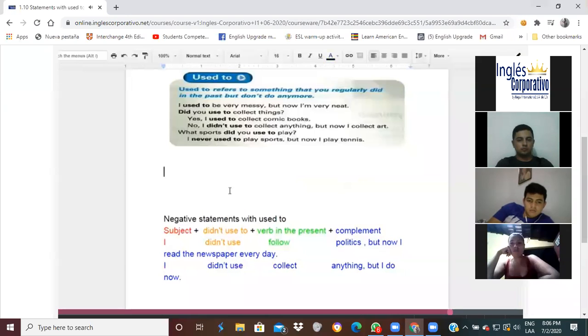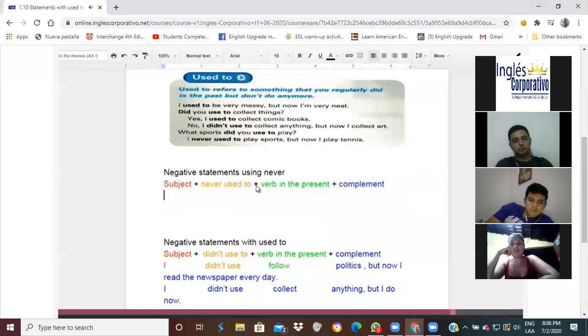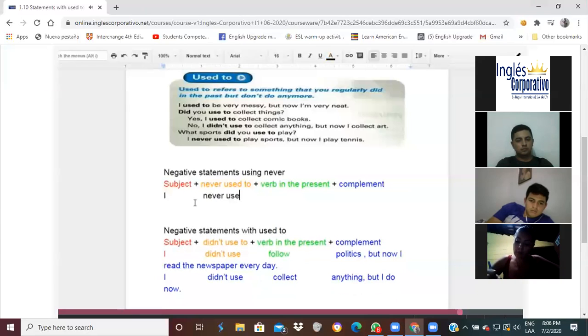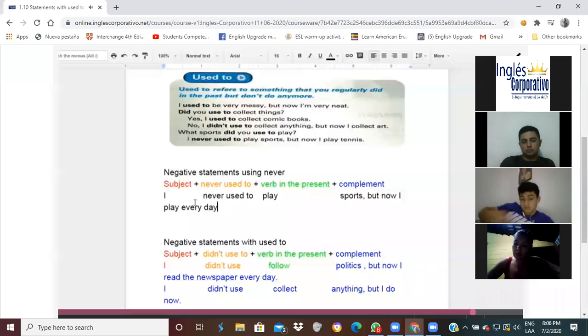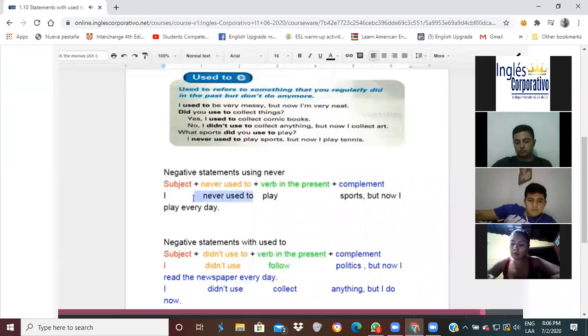And there is one last way on how to express negative statements, and that is using never used to. And it's quite similar. So let me give you an example about this. I never used to play sports, but now I play every day. So we can also make negative statements using never used to. The subject plus never used to, followed by the verb in its present form, and then whatever complement exists. I never used to play sports. I never used to worry about money. I never used to play sports, but now I play tennis, just like you see in the example there.